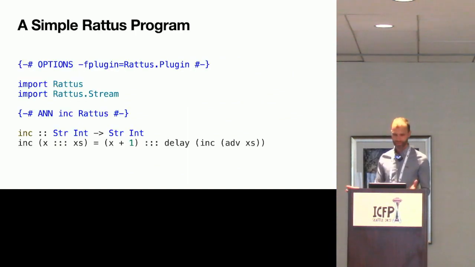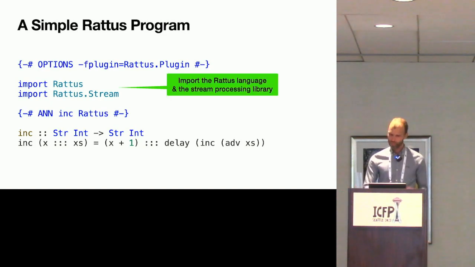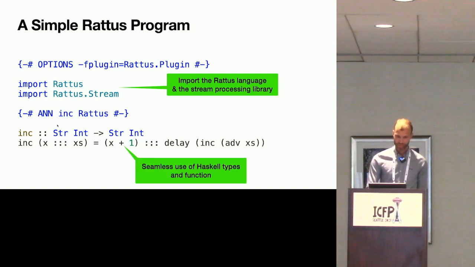So let me show you how this language actually looked like. This is how you would write a Rattus program, and it's just standard Haskell syntax. You would import some modules, like the first one here, we import the Rattus language essentially, then the stream library, so we can work with streams. Then down here we implement this increment stream function that takes the stream as an input and just increments all the values in it. And you can see we can seamlessly interact with Haskell, use the types from Haskell and functions that are in the standard library, without any hassle.